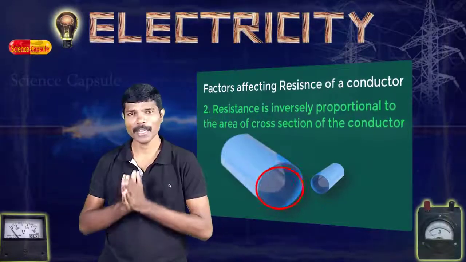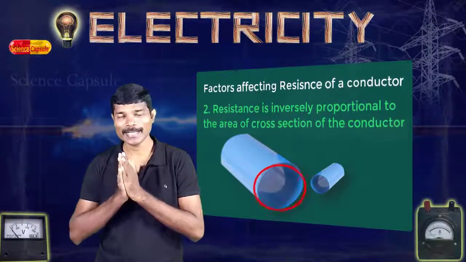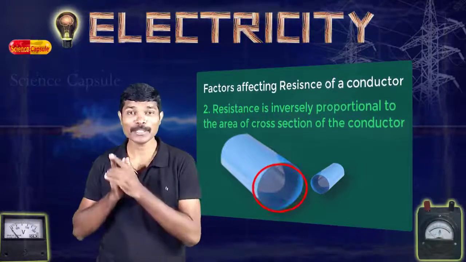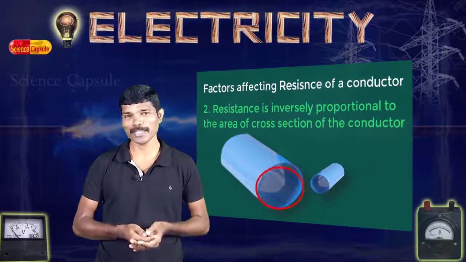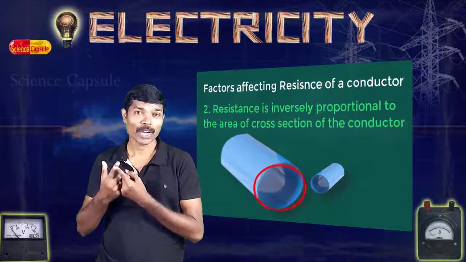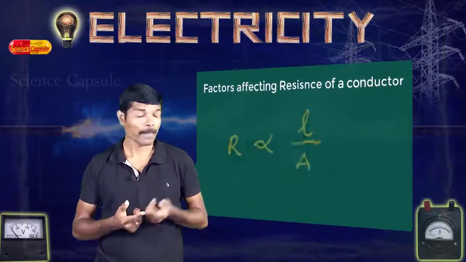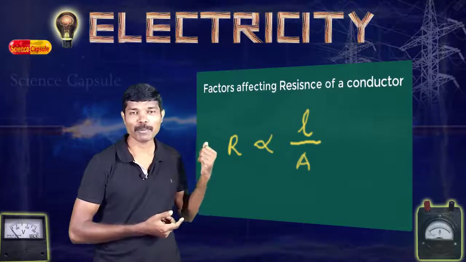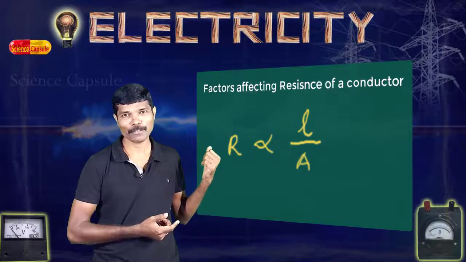In a similar way, if the area of cross section of a wire or a conductor is increased, then more current can flow through it. So it offers less resistance. So from this we can say that if the area of cross section is increased, then more current will flow. Ultimately less resistance will be offered by the conductor, right? So by combining these two, we get R is directly proportional to length of the conductor and inversely proportional to area of cross section.